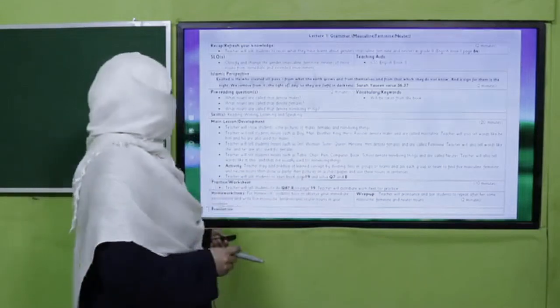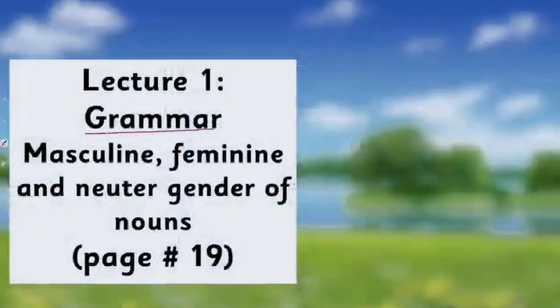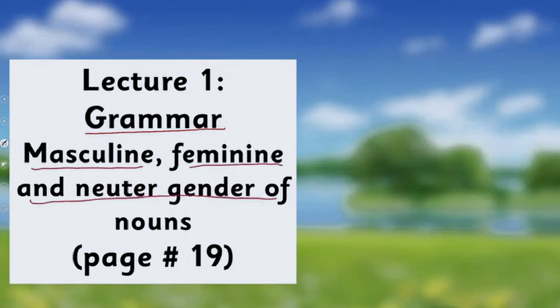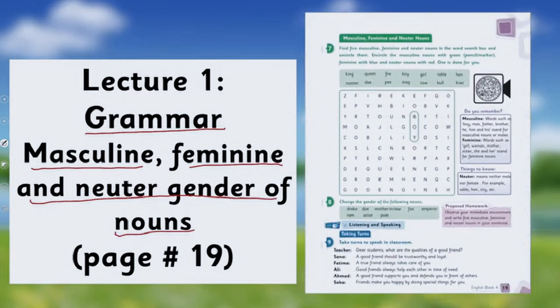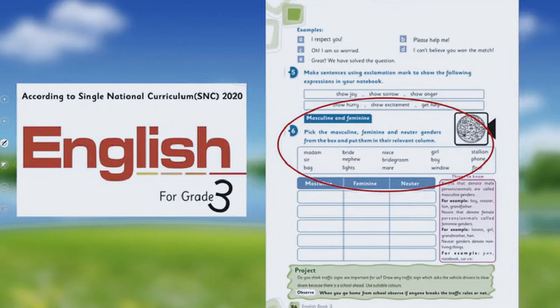Yes, my dear students. Under the title of grammar, we are going to learn about masculine, feminine, and neuter gender of nouns, and we'll cover page number 19 of your book. Before this, in English for grade 3, I have already taught you about masculine, feminine, and neuter genders. I hope you remember. If not, you may watch this video again.